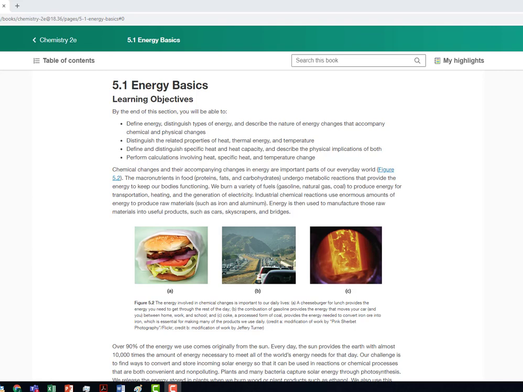Hello everyone. Welcome to section 5.1, Energy Basics. This is the first section in Module 5 on thermochemistry.